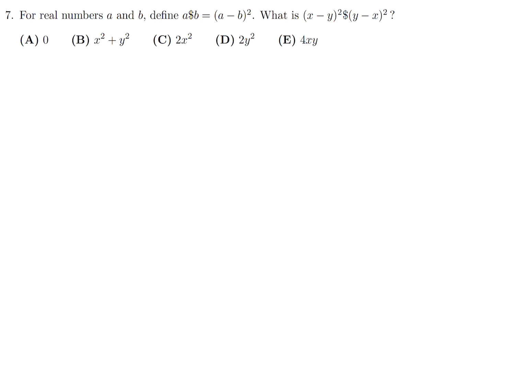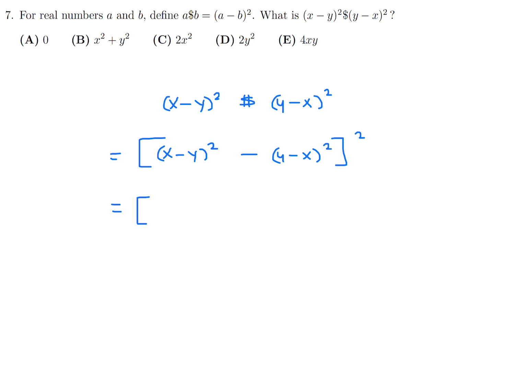For real numbers A and B, define A $ B to be A minus B squared. What is the value of that expression? So we've got X minus Y all squared, $ Y minus X all squared. And using this definition, that's going to be X minus Y all squared minus Y minus X all squared, and then the whole thing all squared.